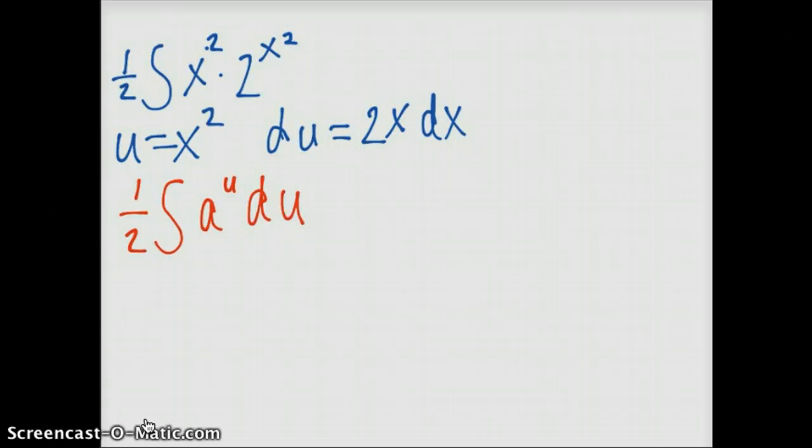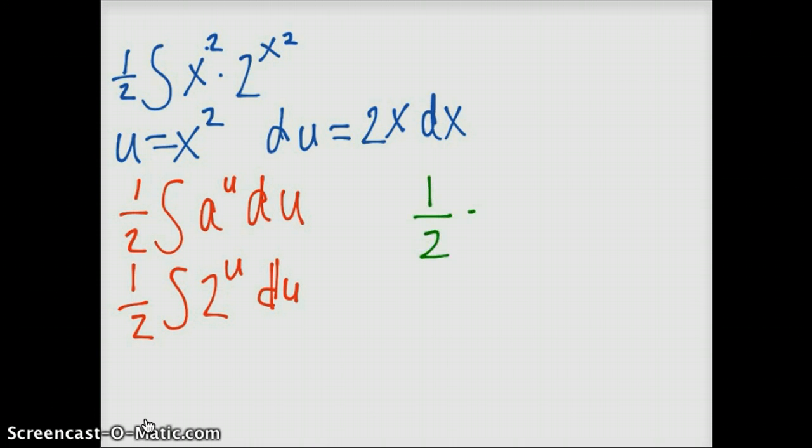And then substitute, and since your constant is 2, you just substitute that in: 1/2 integral of 2 to the u du. And then using rules of integration, that's just 1/2 times 2 to the x squared over natural log of 2.